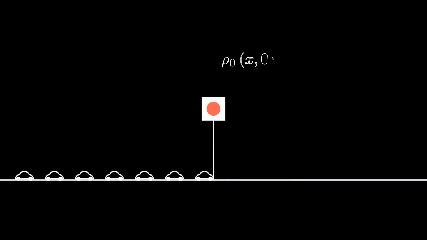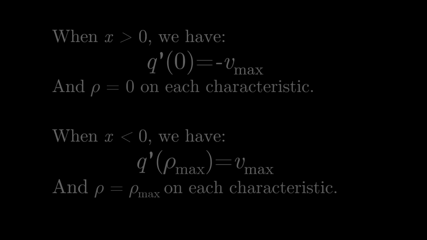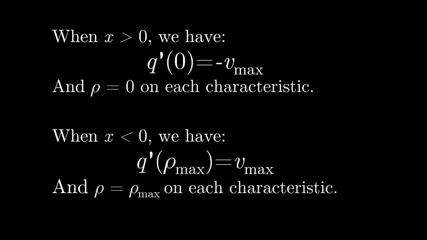Let's assume that at t equals 0, the light turns green and the cars are allowed to move. Let's study the evolution of traffic. The first thing we do is plot the characteristic lines. This is very easy to determine for this specific distribution. For x larger than 0, the characteristic lines have slope q prime of 0, which is v max, along which the density stays 0. And for x negative, the slope of the characteristic lines is q prime of rho max, which is minus v max, along which the density keeps the value of rho max.